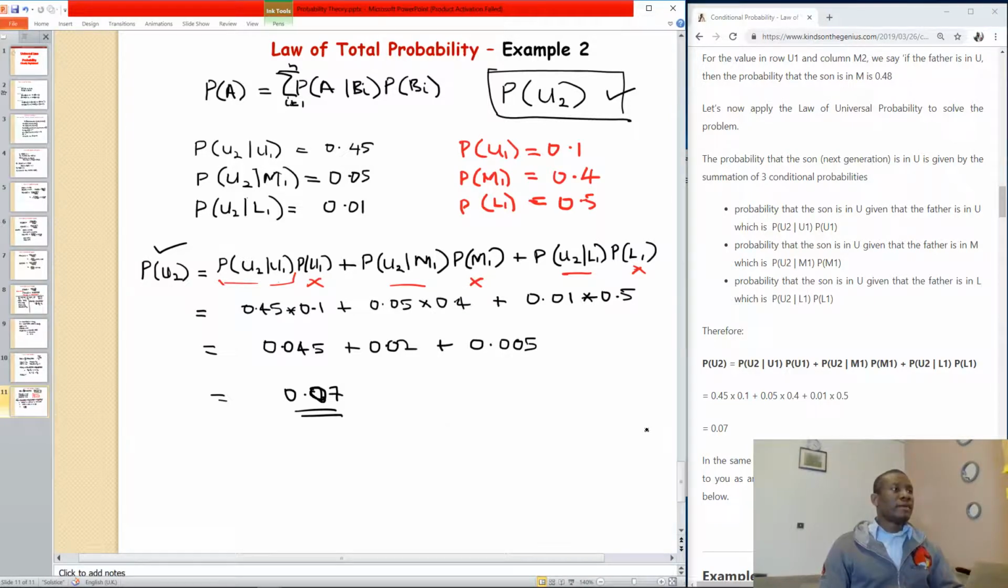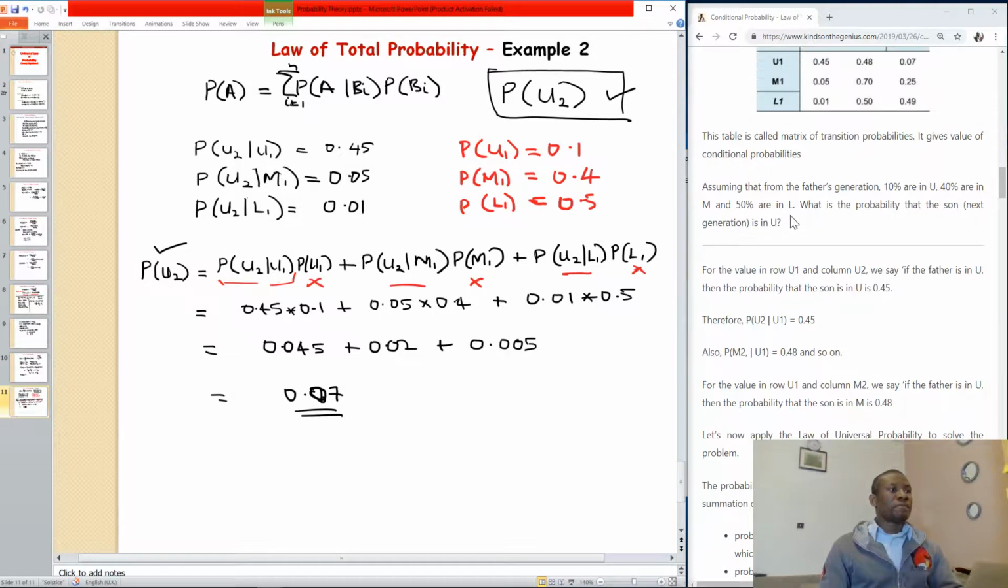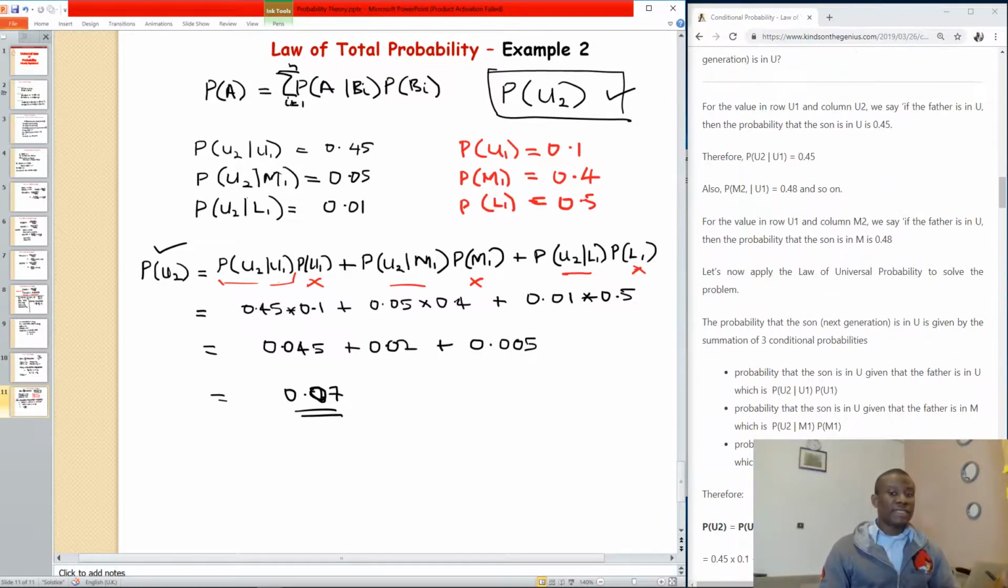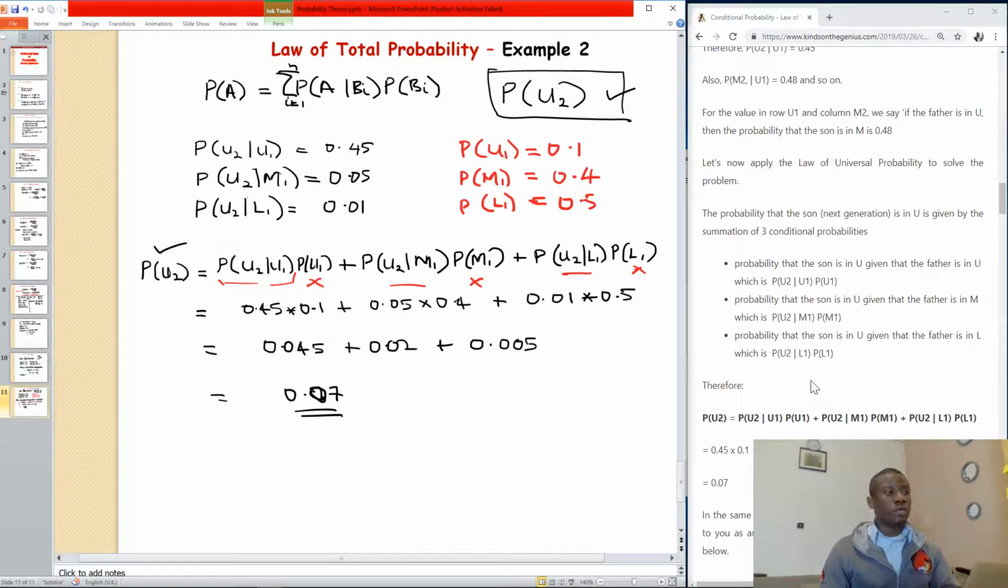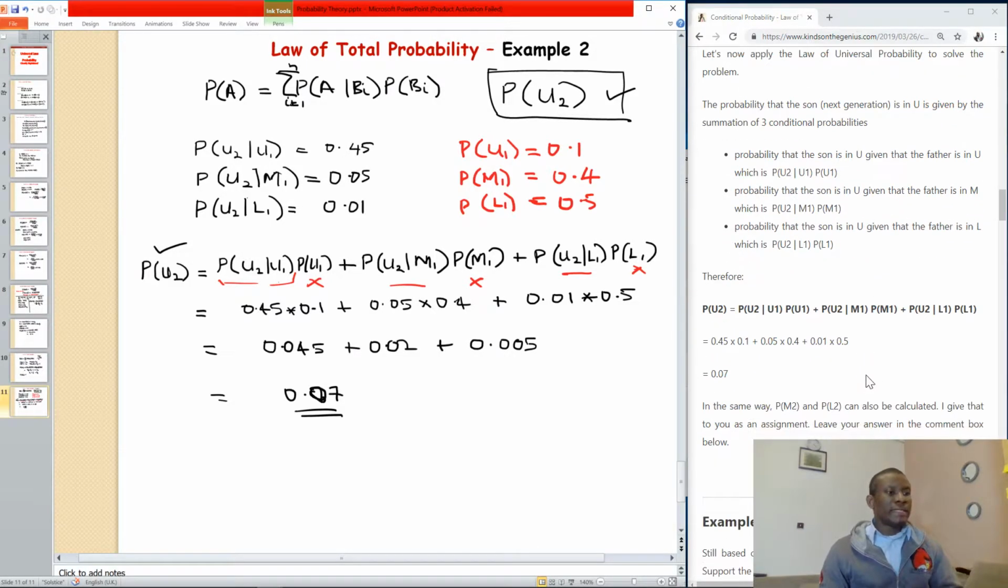Let's go back to the question. It means that the probability that the son is in U is 0.07. This time it is not a conditional probability. The probability that the child is in U is 0.07. So try to play around with it. So the explanation is clear. I've made it clear on my website so that if you miss something, you can go back and read.